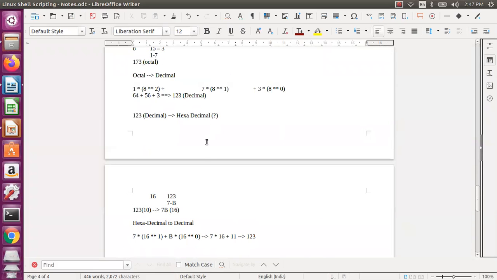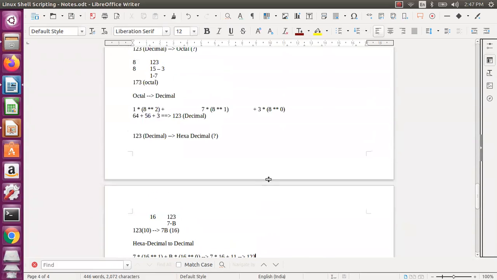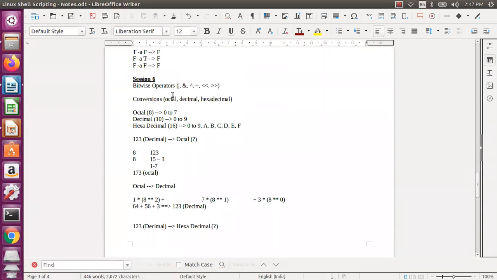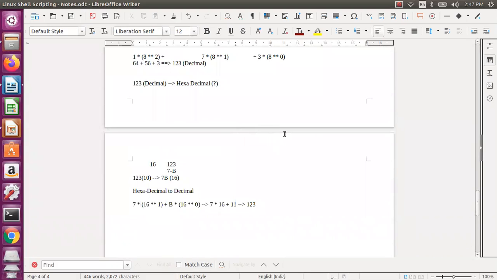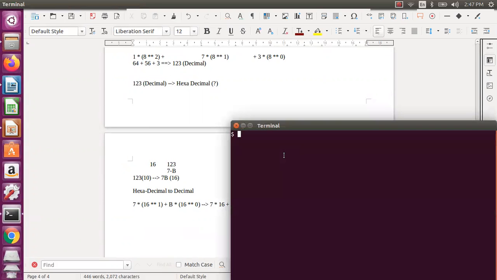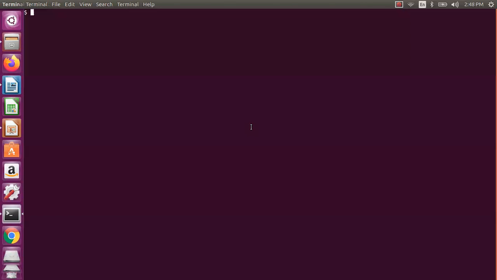So we have seen decimal to hexadecimal, hexadecimal to decimal, and octal like this. Once we see the conversion, then we will check the bitwise operators. So let us now try this in the program. Let me open a terminal. Now I take v1 equal to 123. I want to print this in decimal, octal, and hexadecimal. How will you do it? Better to use the printf format.